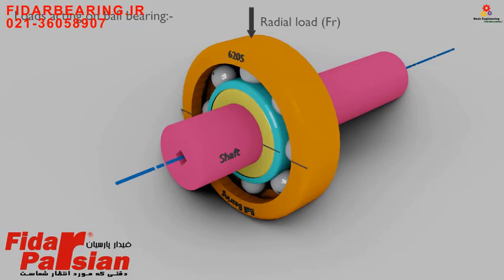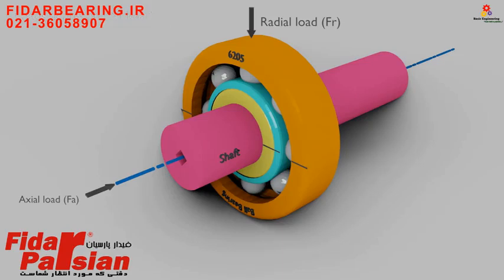This radial load acts on the bearing due to the weight of the shaft, the weight of the pulley, if the pulley is mounted on the shaft, and if there is tension in the belts. Second is axial load. The load which acts parallel to the shaft axis is known as axial load. This load is indicated by Fa.